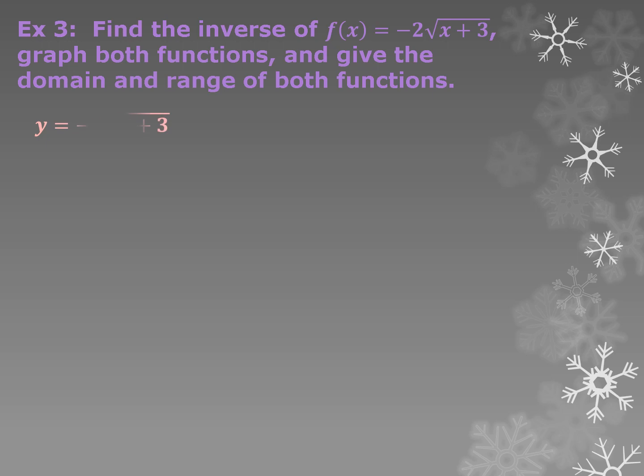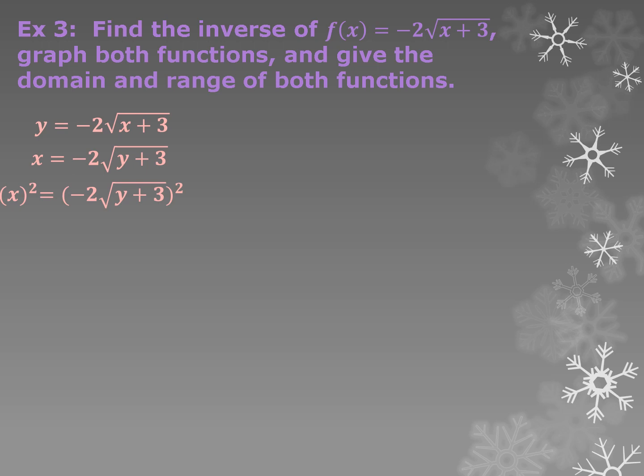So remember, we first got to start off. We change that f of x to y. Now, to find the inverse, we switch x and y, and then we solve for y. Now, at this point, it doesn't matter if you divide by the -2 and then square, or if you square first. It really doesn't matter. Since you've got variables on both sides, it's six of one, half a dozen of the other. It doesn't matter. So I'm going to square both sides.